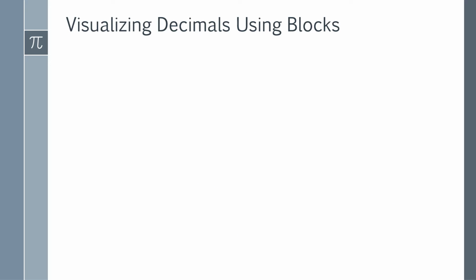Visualizing decimals using blocks. So dito ipapakita ko kung paano i-visualize ang decimal numbers gamit ang blocks. So let's say we have 2 tenths or 0.2. So first thing we do is to change it to fraction, which is 2 tenths or 2 over 10. So once again, kaya siya over 10 kasi ang place value ng 2 ay tenths. That's why it's 2 over 10.